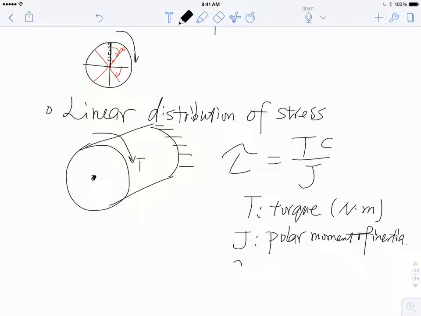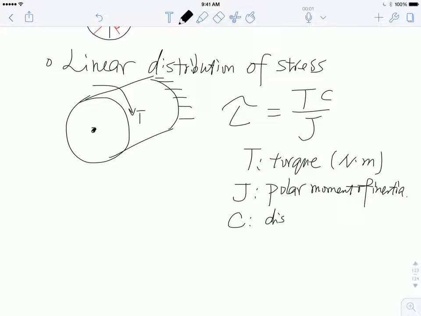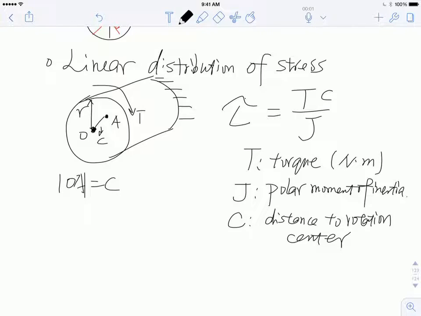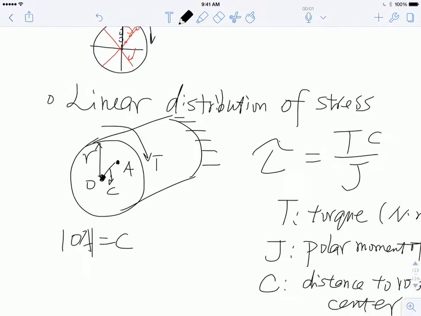Okay. This C is the distance to the rotation center. For example, the rotational center, like I mentioned, has no stress whatsoever. And tau is shear stress, by the way, just like what we did before. Now, the total radius, I know it's r. If I find an arbitrary point on the surface, let's say this is my point A, the distance between the rotational center O and A is OA. Let's say this distance is C.